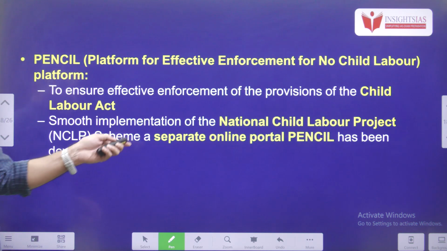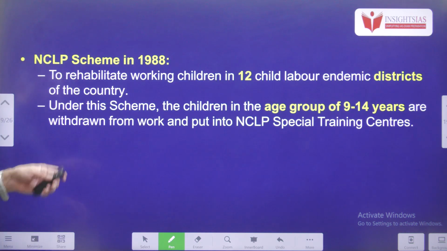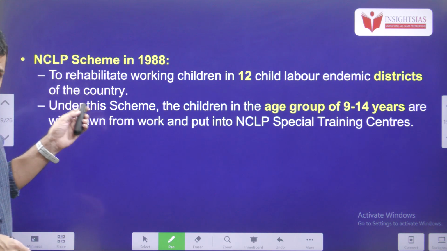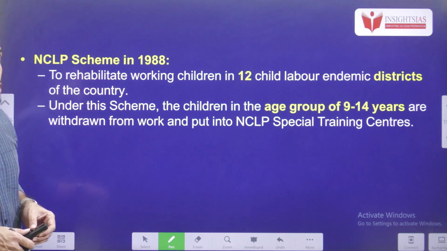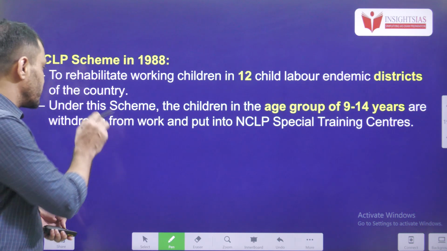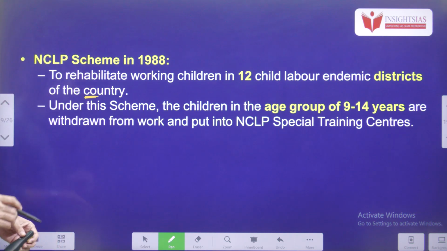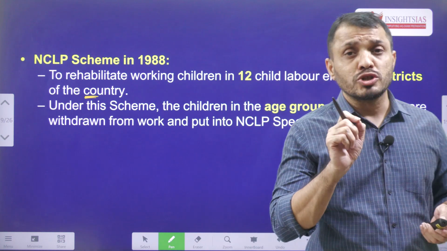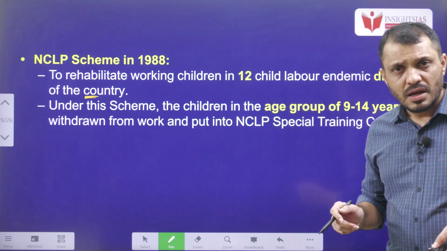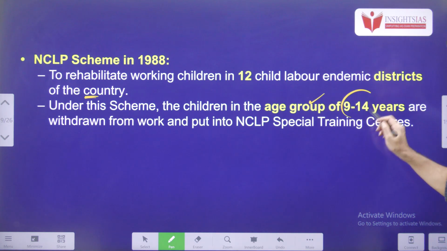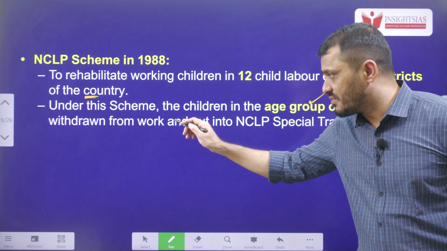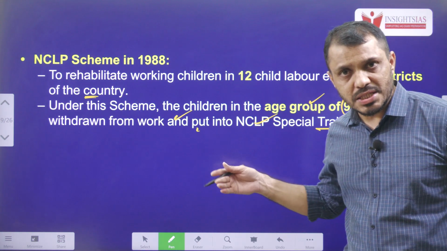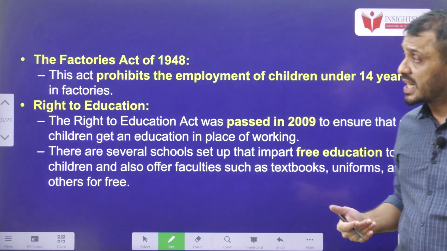And regarding this, the National Child Labor Project scheme was launched in 1988. It covers rehabilitation of working children in 12 child labor endemic districts. Across India, the Government of India identified 12 districts. They are mainly suffering from child labor. They are going to be targeted according to this program. Under this, children in the age group of 9 to 14 years will be withdrawn from work and then put into the NCLP special training program so that child labor can be tackled.